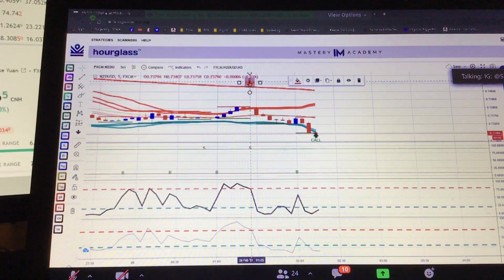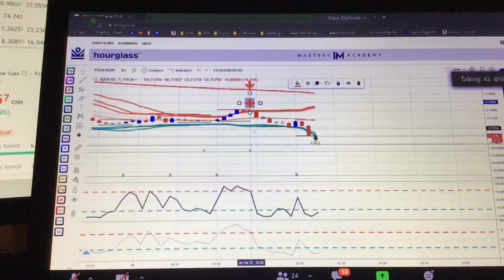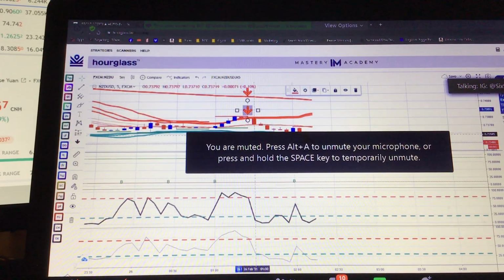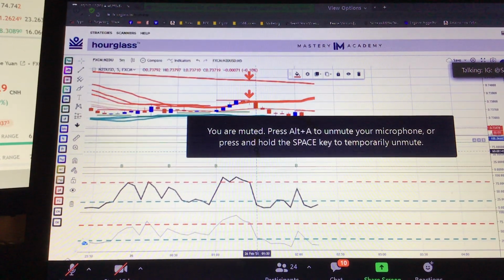I'm going to show you what I'm looking for before getting in on a trade. And this is just with this strategy. This isn't even with the divergence strategy yet. Okay, so this is a great setup just with this strategy.